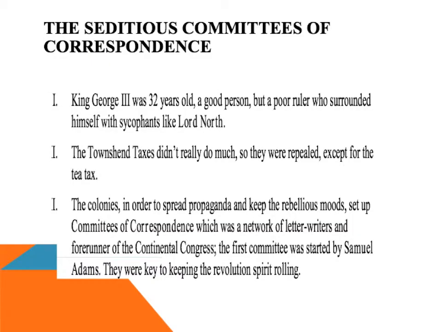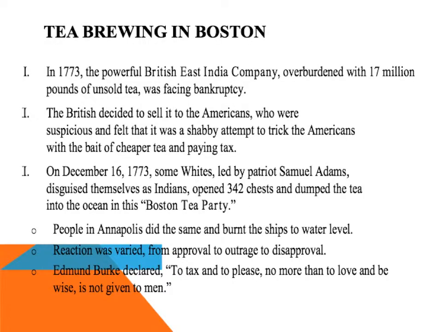Okay, one thing that the colonies are going to do really well is try and get the word out. So they created what are known as the committees of correspondence. They spread propaganda and kept a lot of the mentality and the ideas flowing at this point. It's a network of letter writers, oftentimes in coastal areas where they have printing presses. One of the leaders of this movement is going to be Samuel Adams. It becomes a forerunner or a stepping stone towards the Continental Congress, basically to keep the revolutionary spirit rolling and keep people informed of what's going on in each major port city or area of the colonies.